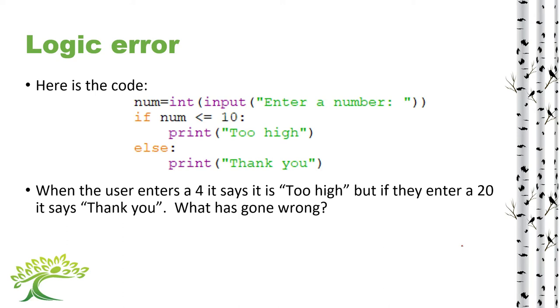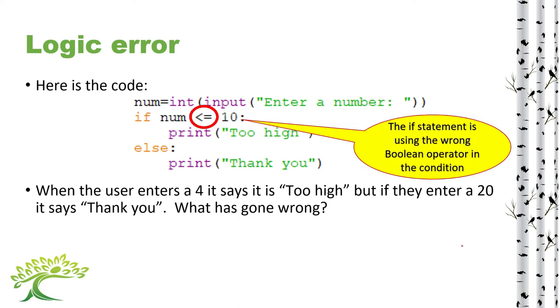So we've got to think, well, what's going on here? And we need to spend a moment or two looking at the code. And when you look at the code, you might spot that the comparison in the middle here saying num is less than or equal to 10 looks to be wrong.